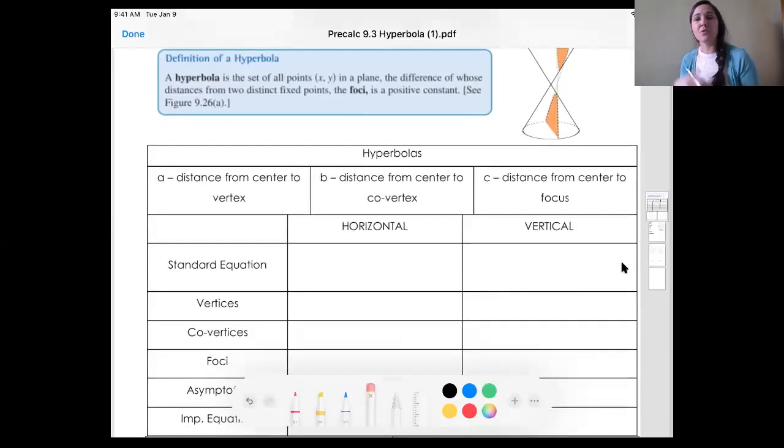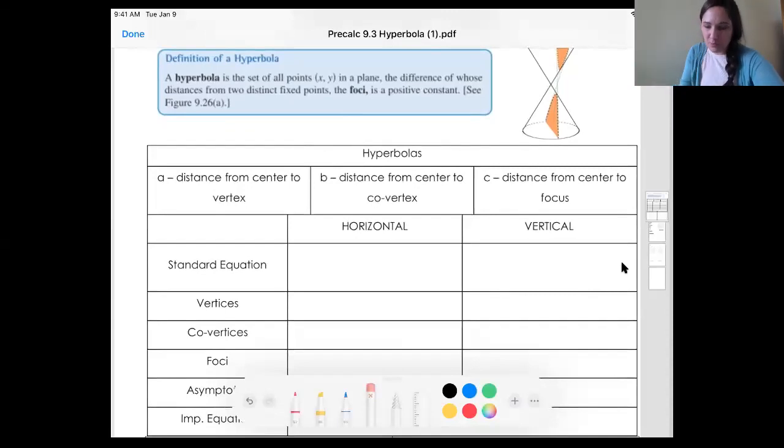We're going to then go through and actually look at a graph. You know me, I'm very visual. So for me, I don't really use this chart, but I thought it would be helpful for a lot of you guys. All right, so first things first, we have two different orientations of hyperbolas.